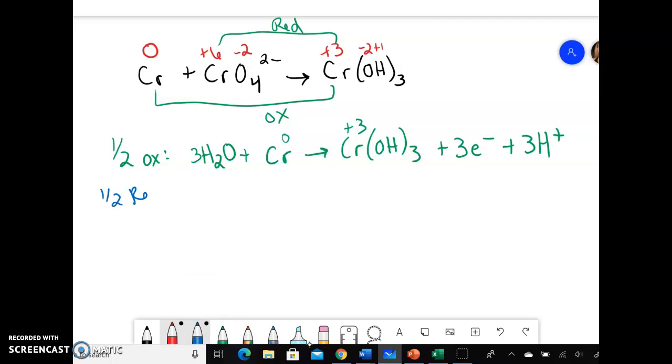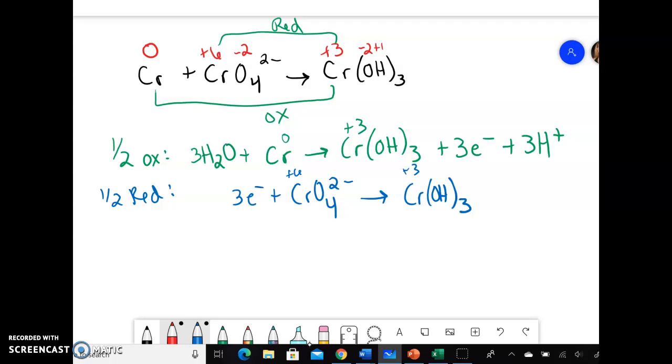All right, let's move on to the reduction. Keep that charge on that polyatomic ion. And chromium is good. We have 1 and 1. The charge went from 6 down to 3. This one was +6. This one is +3. So we need 3 electrons. Put them on the side with the higher charge.